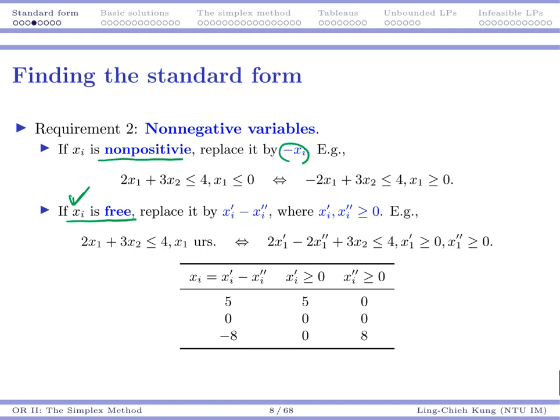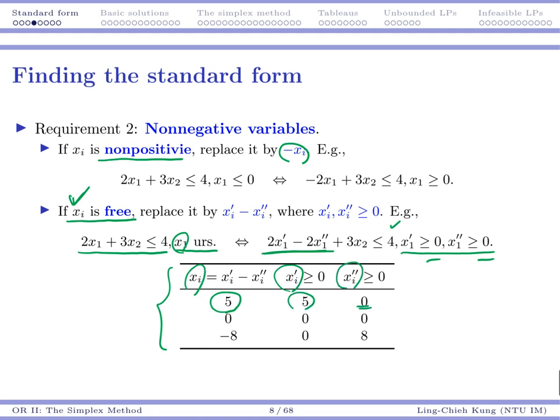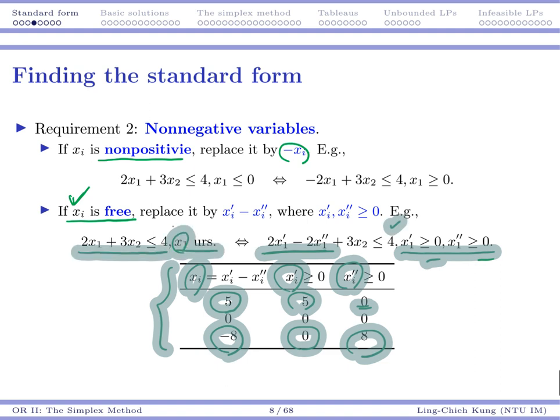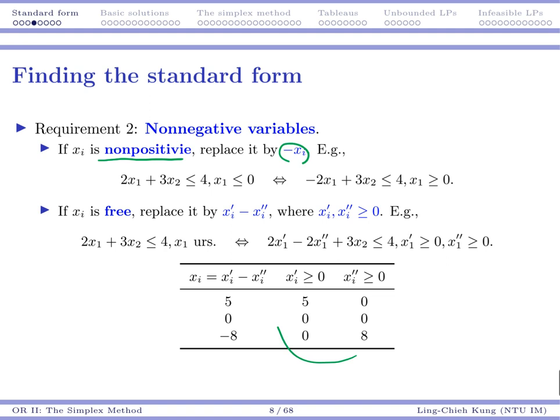An example may be even easier to understand. Suppose you have a constraint like this, and your x1 is unrestricted in sign. Then we replace x1 by two other variables, x1 prime and x1 prime prime. They are all non-negative, and we replace x1 by x1 prime minus x1 prime prime. We also modify this constraint. How does that work? It doesn't really take away any flexibility. Your original x1 may still be 5, for example. Then x1 prime is 5 and x1 prime prime is 0. That's fine, right? Your x1 may be negative 8. Then you would have x1 prime to be 0 and x1 prime prime to be 8. After this conversion, any possible value in your original constraints may be expressed by your new setting. So it doesn't really take away any flexibility.